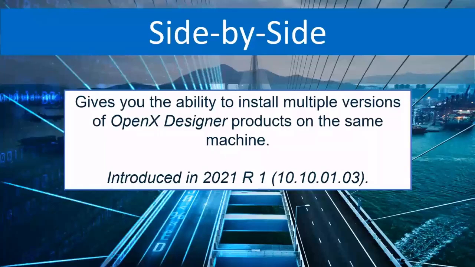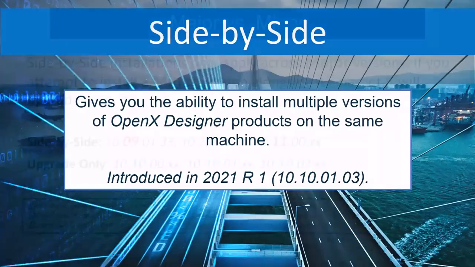And one of the things that you need to understand is that you have access to something now called side-by-side installations. And what we mean by that is that OpenRoads gives you the ability to install multiple versions on the same machine. So you could have multiple versions of OpenRoads or multiple versions of OpenRail or OpenBridge or OpenSite. Now, we introduced that technology in 2021 R1, or that was the 10.10.01.03 version.